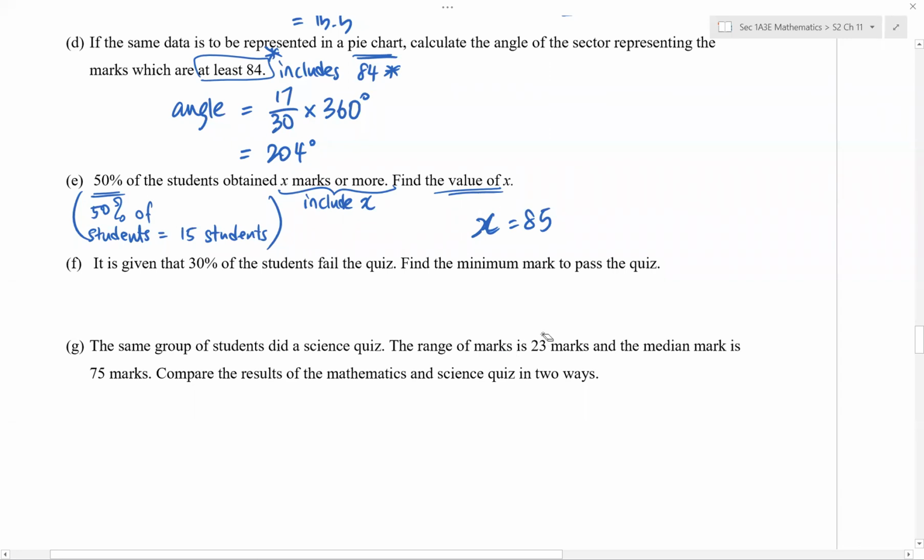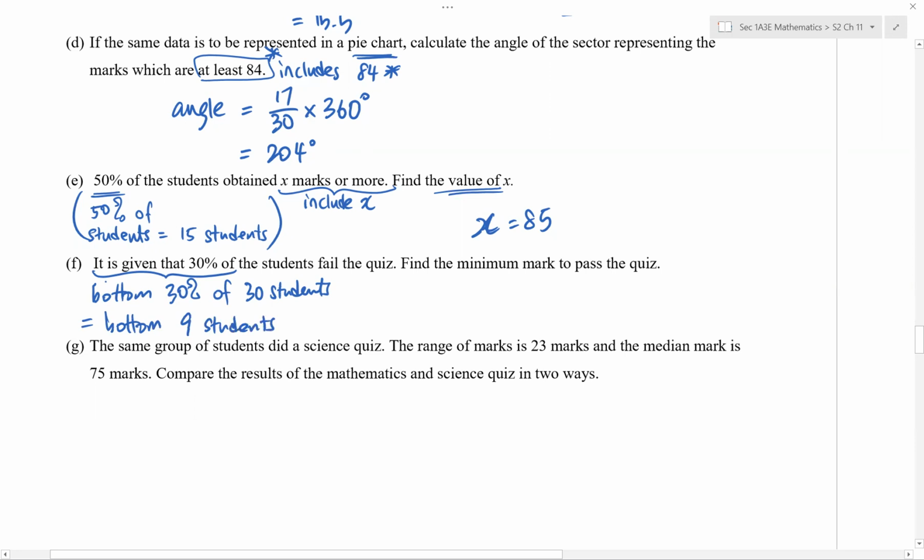Now they tell us that 30% in part F failed the quiz. Now we are talking about the bottom 30% of 30 students. Refers to bottom 0.3 times 30, which gives us 9 students.